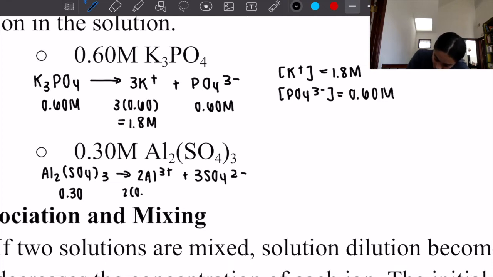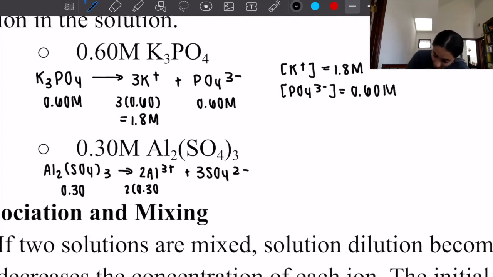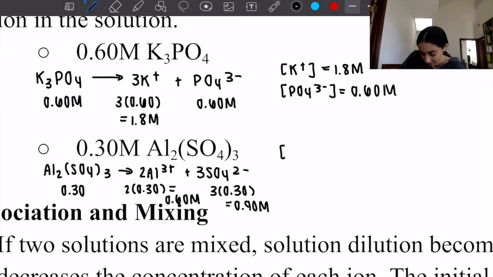And then because there's a 2 in front of aluminum, that is going to be a concentration of 0.60 molarity. And then because there is a 3 in front of SO4 2-, that is going to be a concentration of 0.90 molarity. I'm going to write that out.